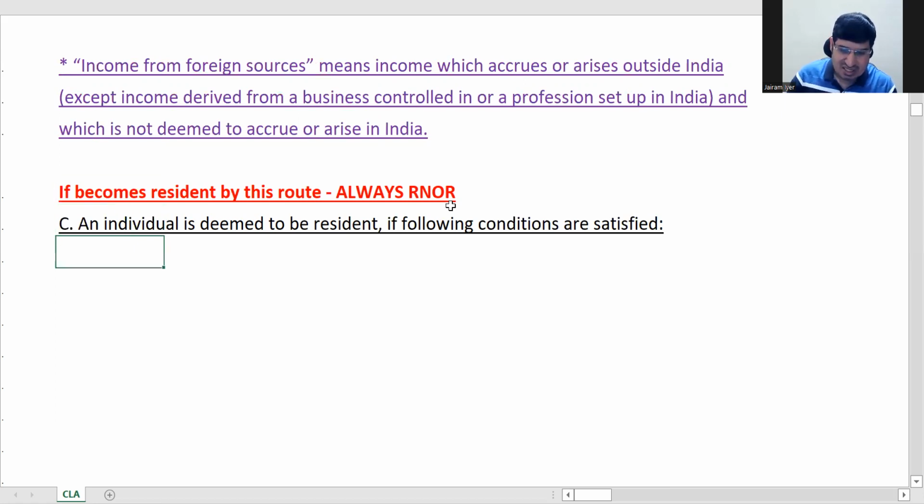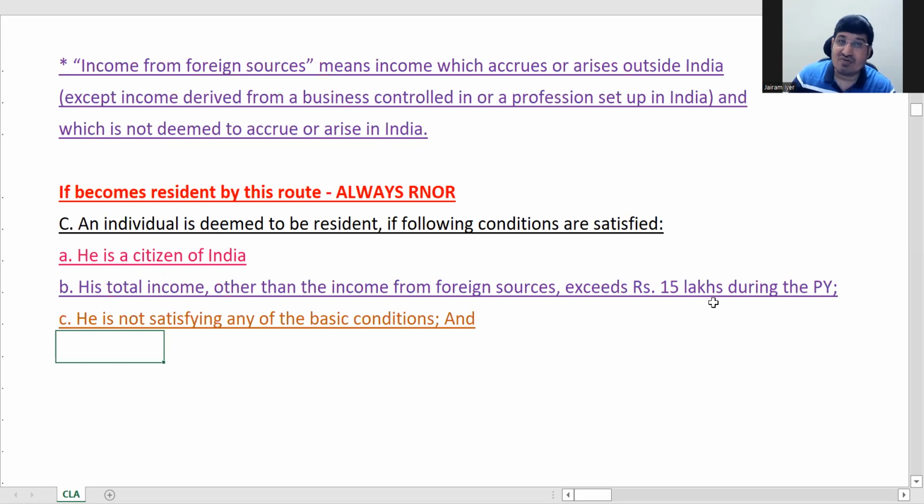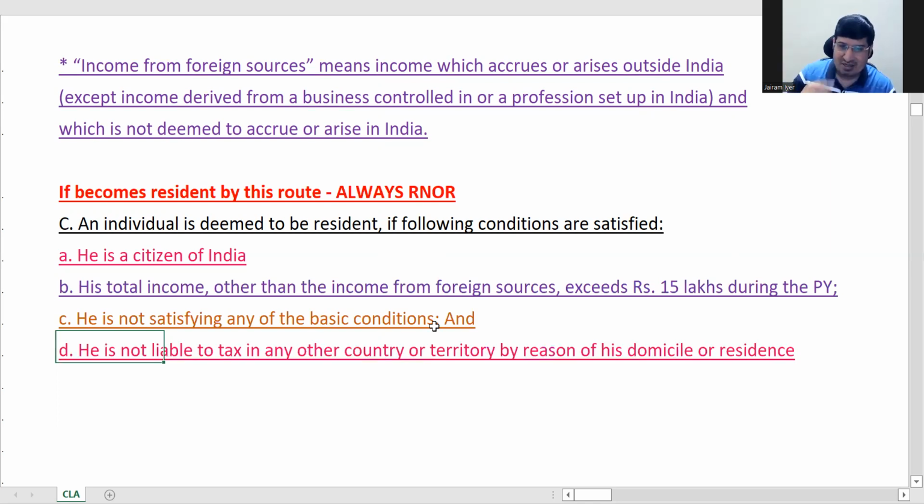So in exception C, you have these points. First, he is a citizen of India. Again, total income other than foreign sources exceeds 15 lakhs. This is the second condition. The third condition is he's not satisfying any of the basic conditions. This is one different thing. And he is not liable to tax in any other country by reason of his domicile or residence. That means he is basically taxable only in India. So these four conditions are cumulative. All four should be satisfied together. There is no 'or' here.